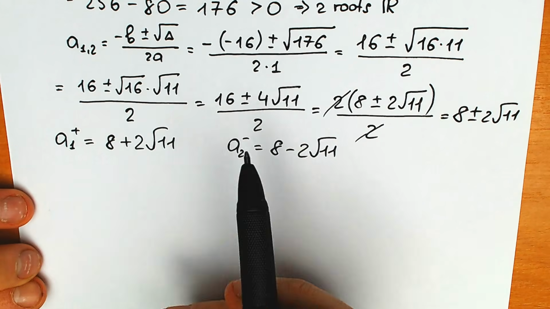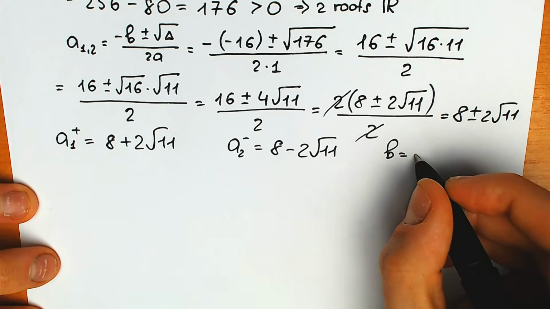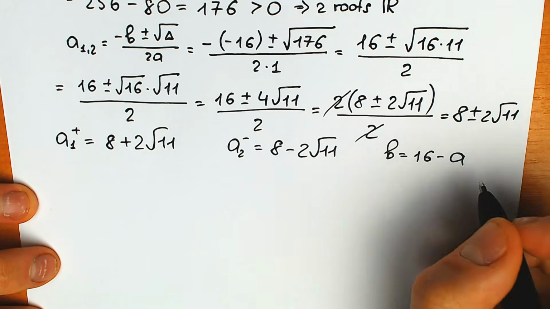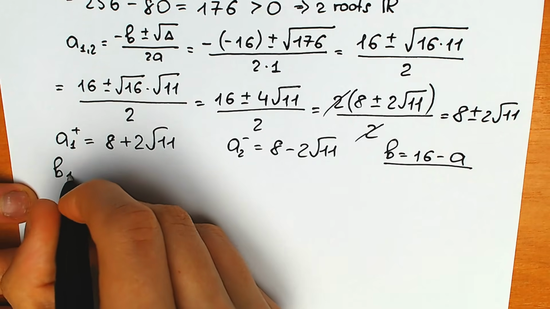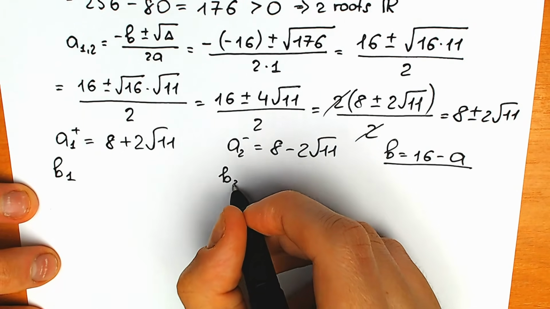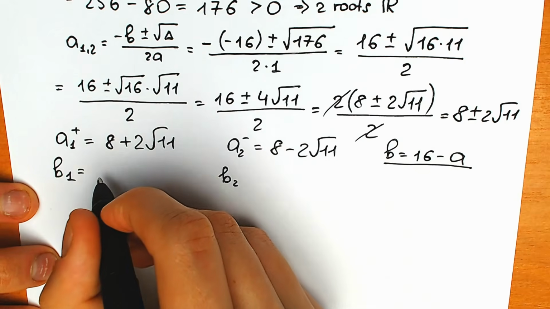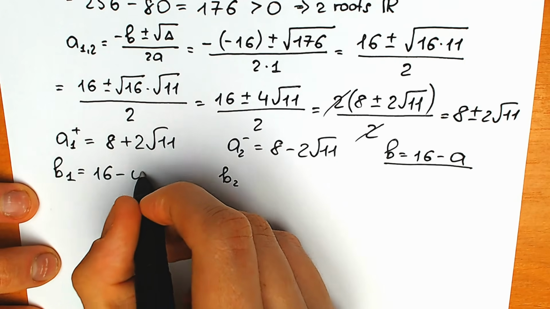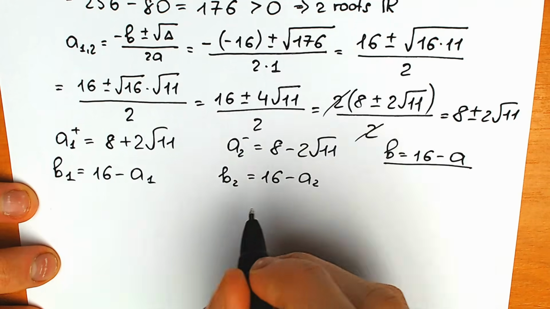This is only a first and a second, but in the beginning we had that b equals 16 minus a. So that's why we need to solve it for b first and for b second. So b first equals 16 minus a first, and right here equals 16 minus a second. So let's plug it in.